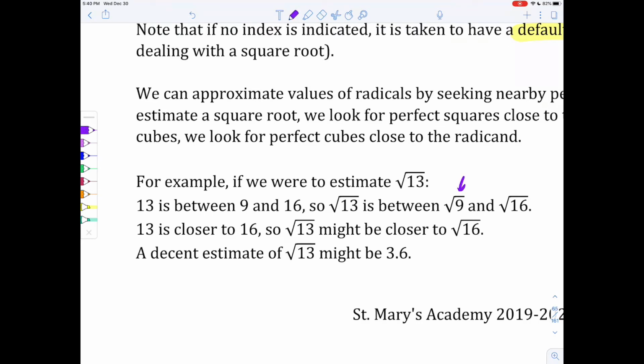Square root of 9, of course, is 3. Square root of 16 is 4. So the square root of 13 has to be somewhere between 3 and 4. We might say it's closer to 4 just because 13 is closer to 16 than it is to 9. But it's not dramatically closer, so we're not too much higher than 3.5. So 3.6 seems to make the most sense. It wouldn't make sense to say something like 3.9, because we're not massively closer to 16 than 9. But somewhere a little bit closer that way.